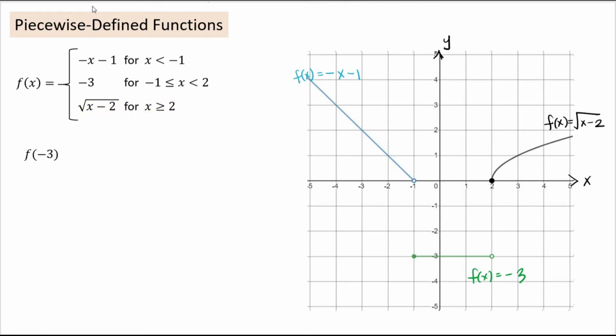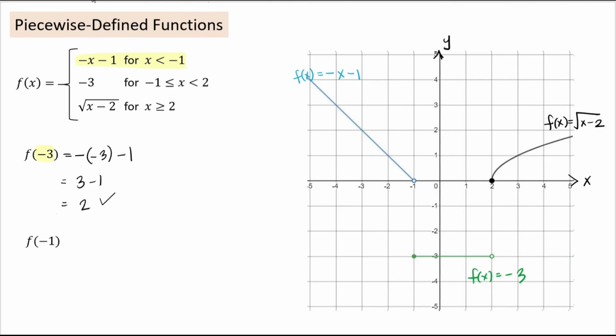Let's compute f of negative 3. x is equal to negative 3, which is less than negative 1. So we use f of x is equal to negative x minus 1. So we get negative negative 3 minus 1, which is equal to 3 minus 1, which is equal to 2. Let's check this using the graph. When x is equal to negative 3, y is equal to 2.